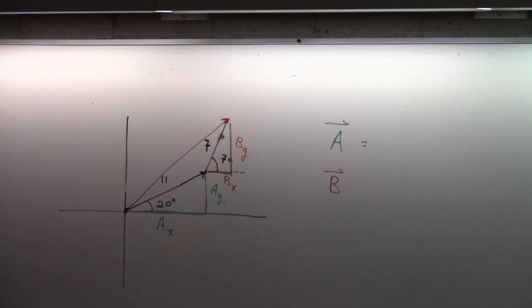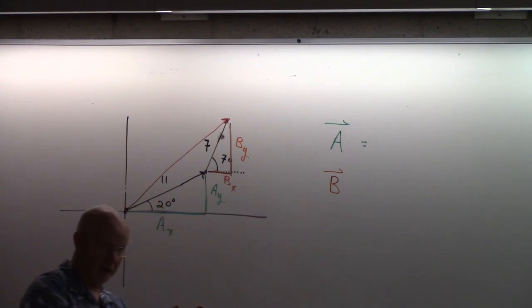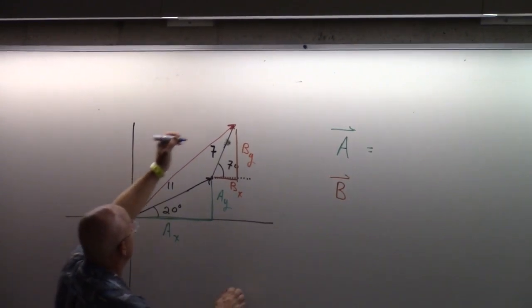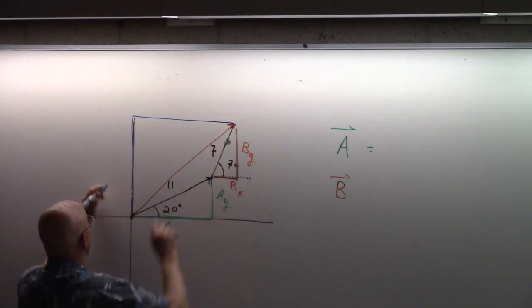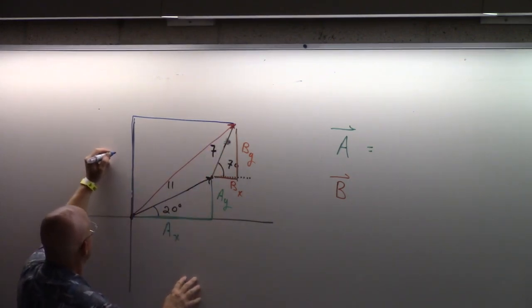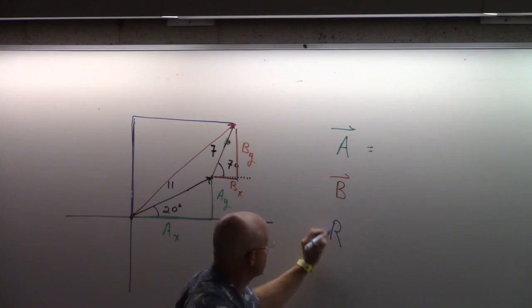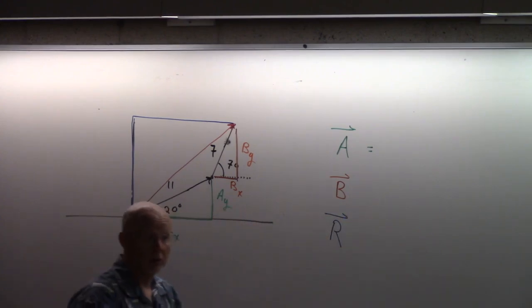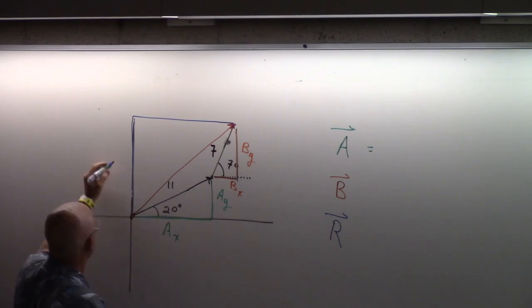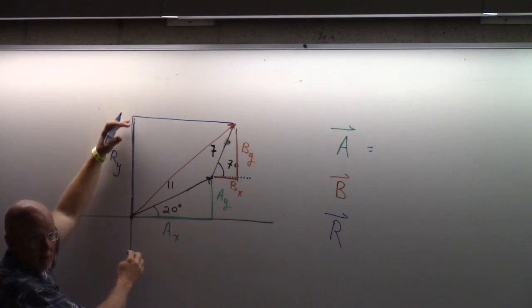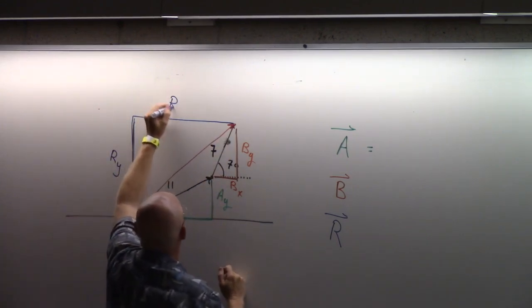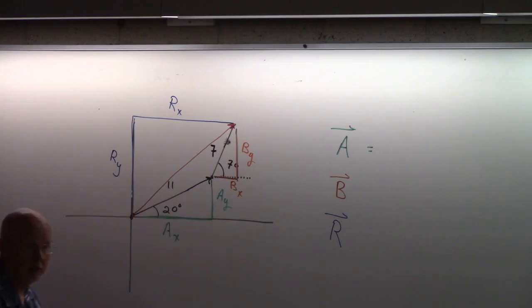Well, switching colors one more time, in the blue. Can you see the equivalent of those two? And so I'll take this red one, and a lot of times we call it R for the result of the two. So if I call this an R, this would be R going up, so R sub y, and this would be R sub x.